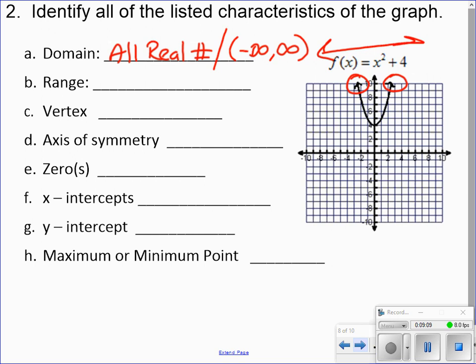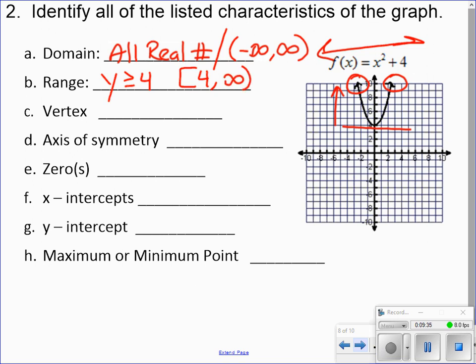Our range, we start at 4, and it's everything that is greater than that. We're going from bottom to top. So our range would be y is greater than or equal to 4. All of the y values that are larger or equal to 4. Remember, if we're going to write it in interval notation, it would be 4 bracket, because we're including 4, to infinity because we're not stopping.